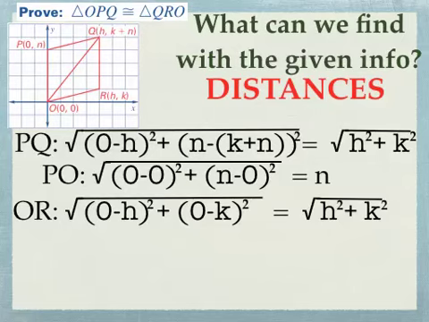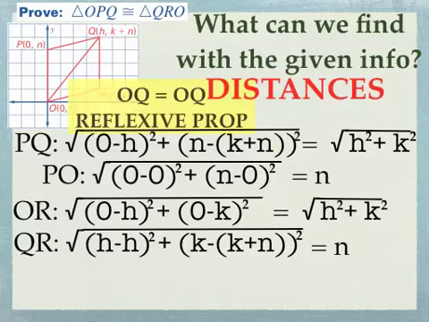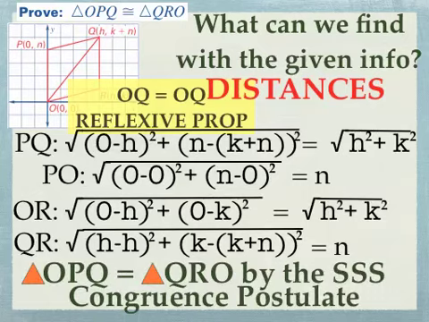And then to find the last segment that we need, which is QR, we're going to plug in what we know: h minus h, squared, and then in parentheses, k minus the quantity k plus n, squared. My h's cancel out and my k's cancel out, so I'm just left with the square root of n squared, which is n. Like I said before, we can say that OQ is congruent to OQ because of the reflexive property. So because of the side-side-side congruence postulate, we can say that OPQ is congruent to QRO.